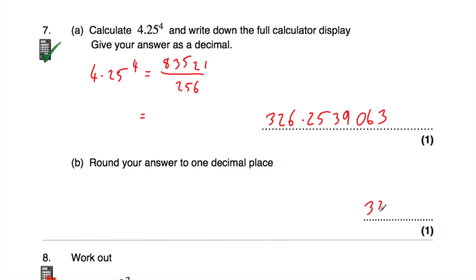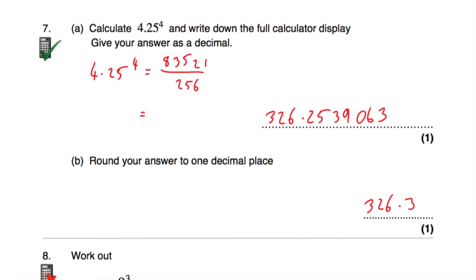So it's going to be 326 point, and we now need to decide which one digit we're going to have here. So our choice is either 326.2 or 326.3. Now, as you can see here, it's 539 and so on. So it's going to be closer to 326.3 than it is to 326.2. Or you could look at the value of the digit in the second decimal place, which is a 5. So that means you round up. So it's going to be 326.3, and that's it.